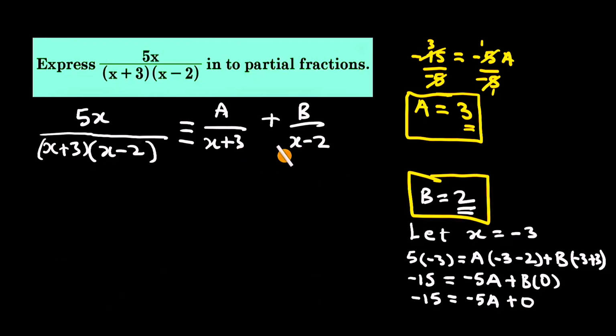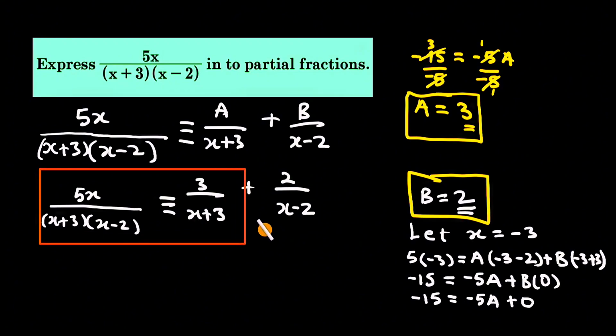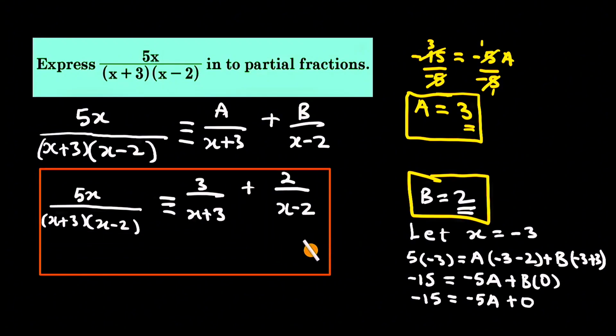In this expression, I will then substitute the value of A in the place of A and the value of B in the place of B. That is, the fraction 5x all over x plus 3 times x minus 2 will be equivalent to 3 all over x plus 3, where 3 here is the value of A, plus 2 all over x minus 2, and 2 here is the value of B. So the fraction is already in partial fractions as required.